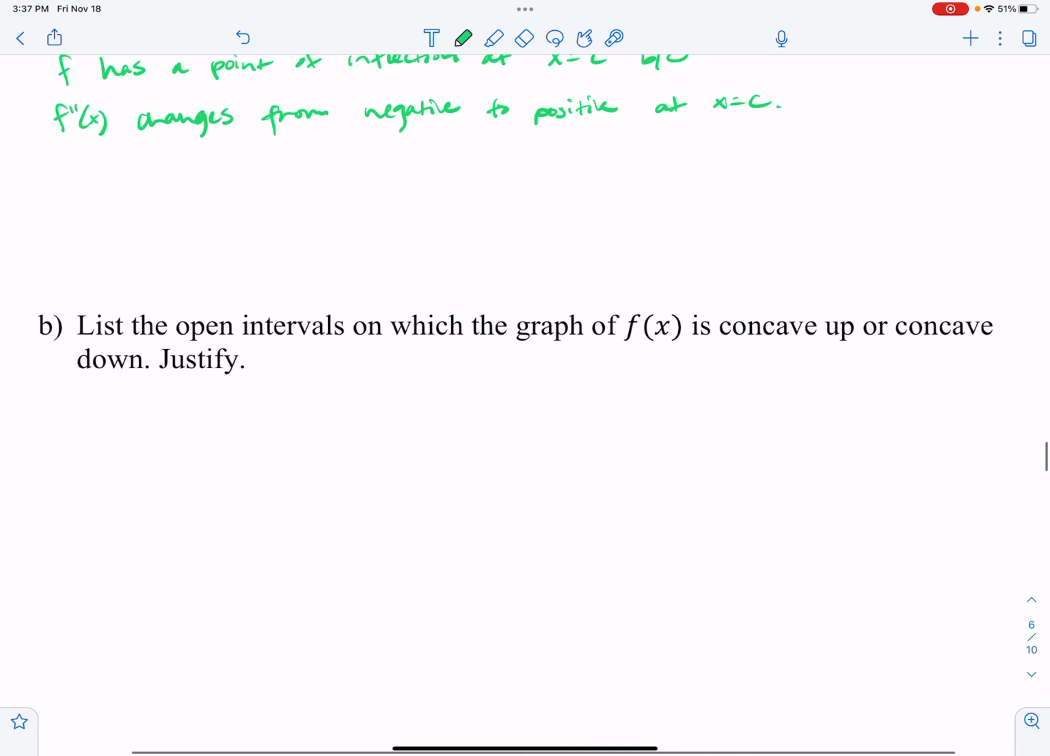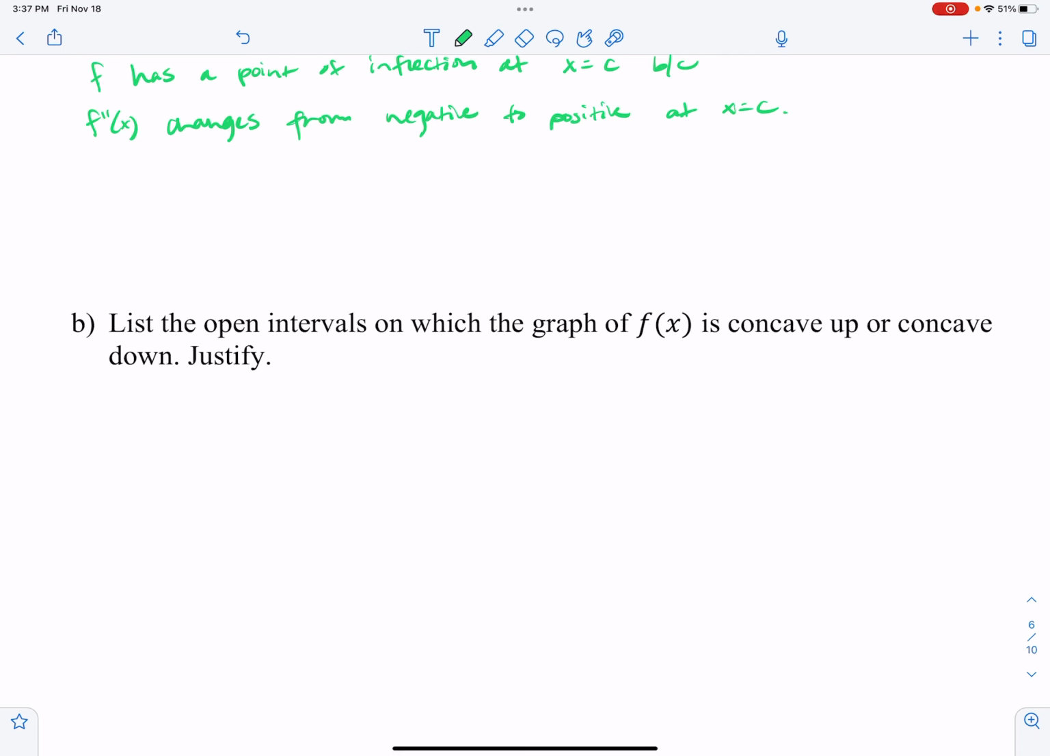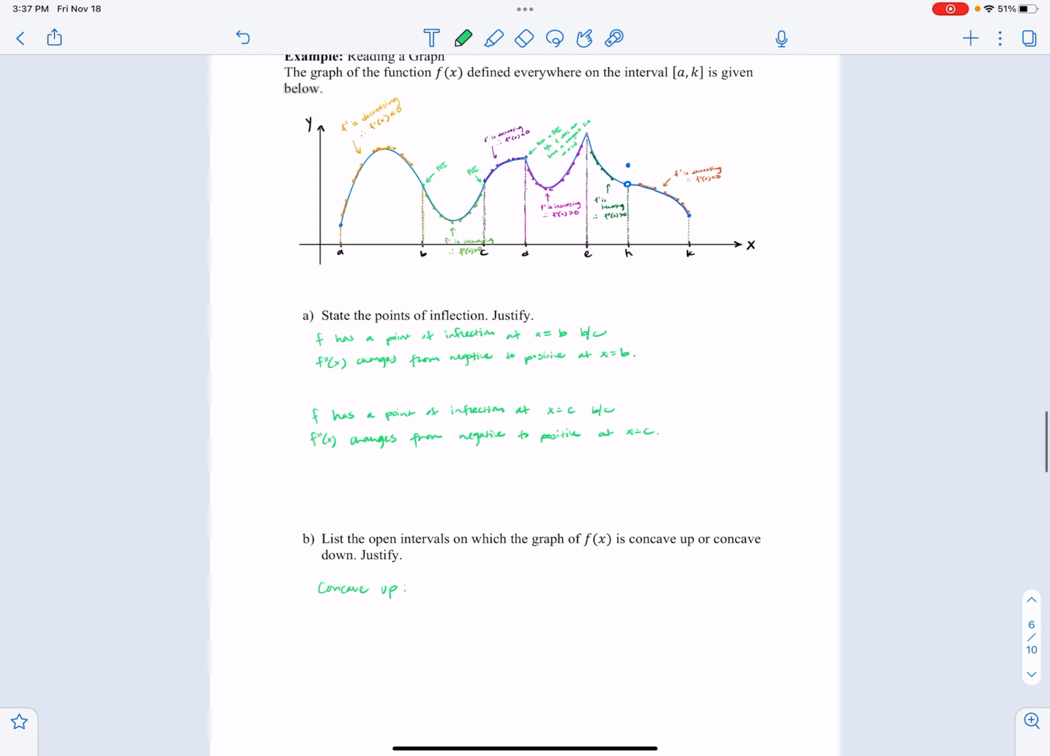Okay, and then question B, which actually would have maybe been more helpful to answer first, but we're going to list the open intervals under which f is concave up or concave down. So concave up looks like a cup on the intervals from A to B. No, not A to B. B to C.